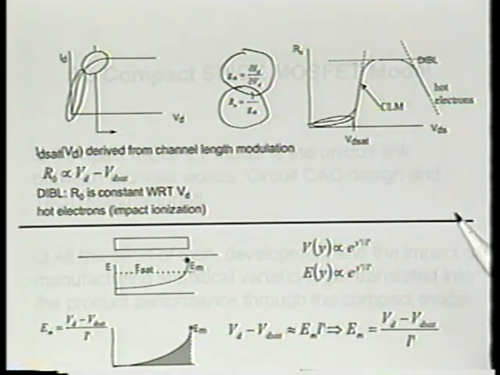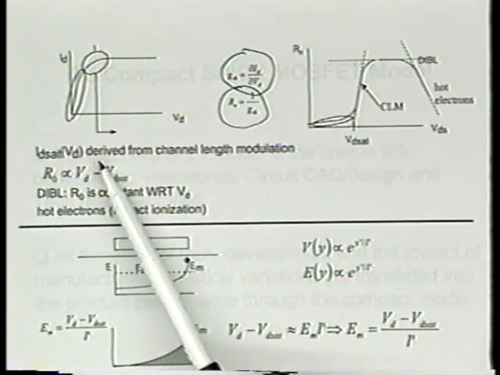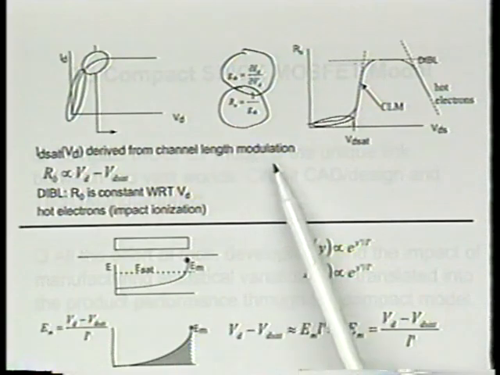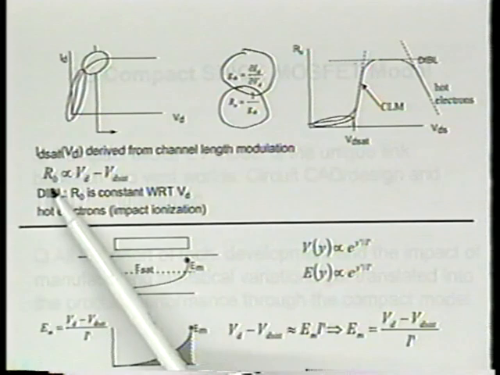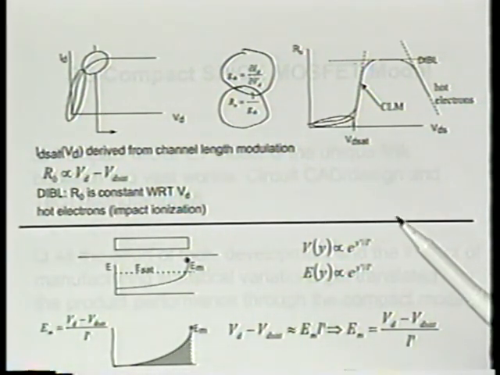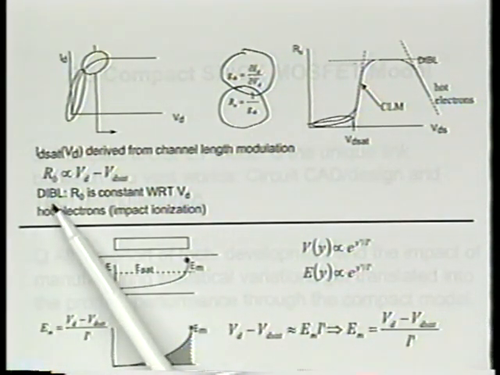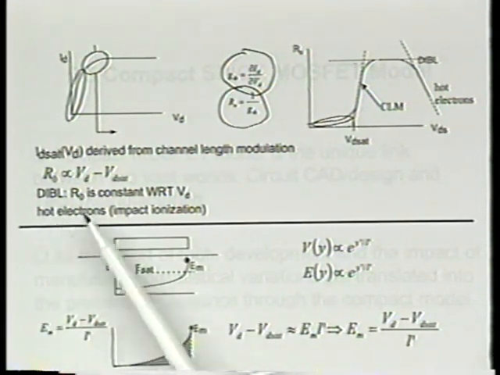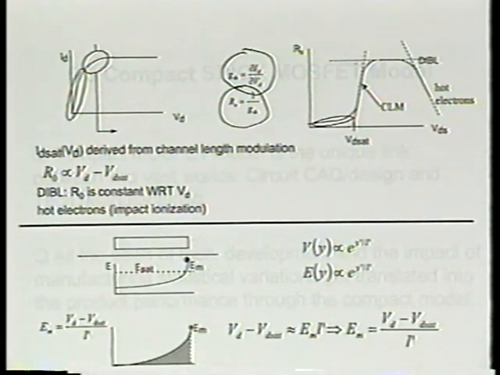All right? And ID set as a function of VD can be written down in expression from the channel length modulation theory. In one approximate form, one can show that output resistance is a linear function of VD minus VT. And another mechanism that determines the output resistance is DIBL. And finally, impact ionization. Okay? Any questions about what we talked about last time? Yes? No? All right.